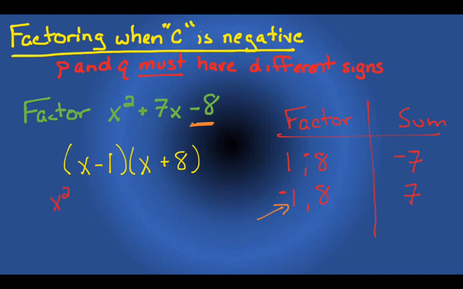We have x squared plus 8x minus x minus 8. And then combining like terms, you can see that this does indeed check out with our original trinomial.